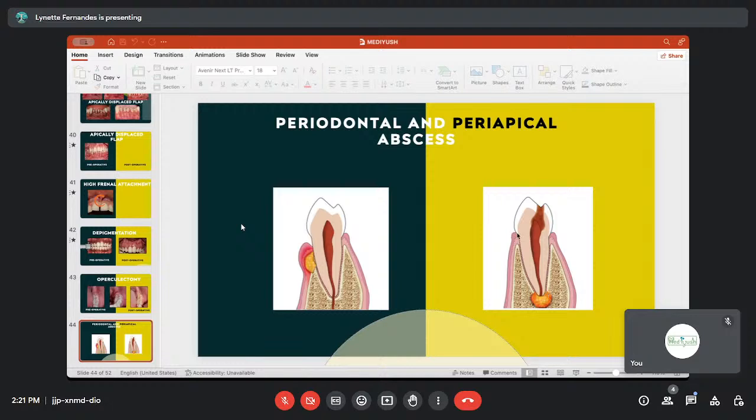So in this case, if we would probe, we would not find a pocket. But in your periodontal abscess, if you probe the region, you would get a pocket that was involved in the periodontal abscess. In your periodontal abscess, your tooth would be vital. In your periapical abscess, your tooth would be non-vital.